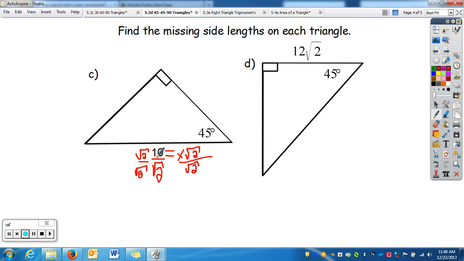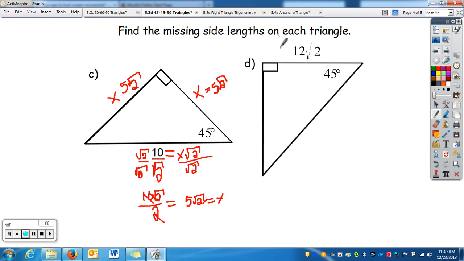So 10 root 2, 10's on the outside, 2's on the inside, so that's 10 square root of 2 over 2. Well, on this one, I have 10 and 2. These are both even, so I can divide them out. So x equals 5 square root of 2. That's what x is. And these two sides, the ratio is x. So both of these are 5 square root of 2 and 5 square root of 2.